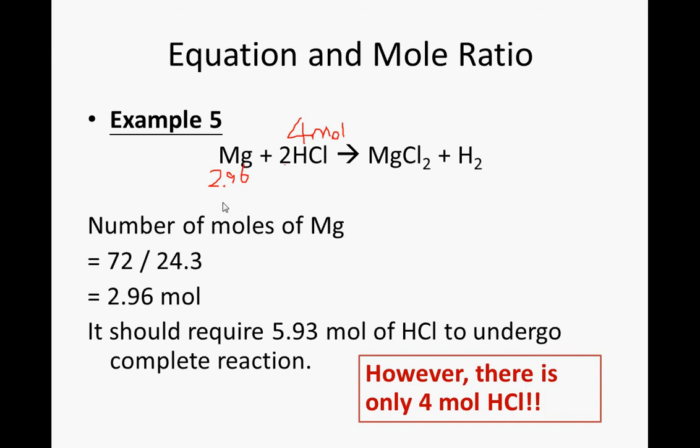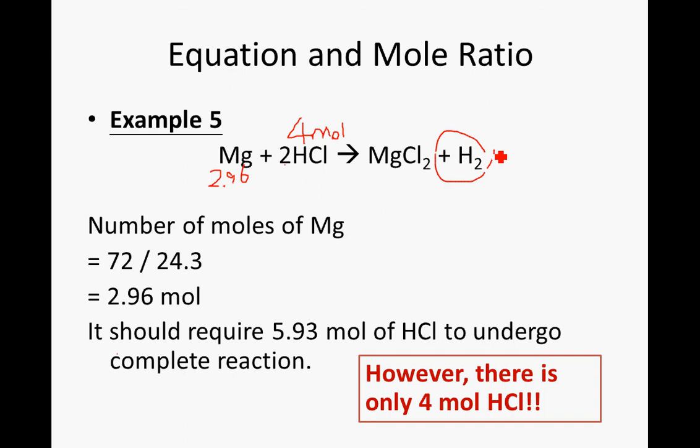And if we are going to determine H2, which one should we use to find the mole ratio? Should we use the limiting reactant or the one in excess? We should use the limiting reactant, because if it is in excess, it means it's too much. Not all of them is reacted. So the number of H2 should not be determined by the one in excess. It should be the limiting reactant.